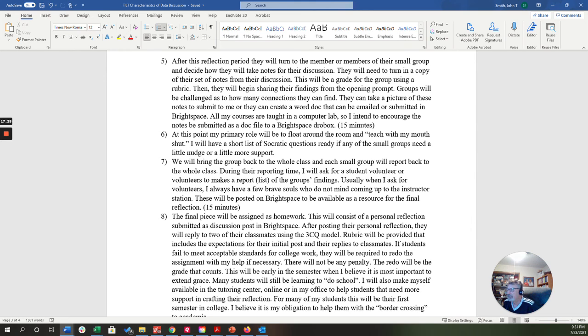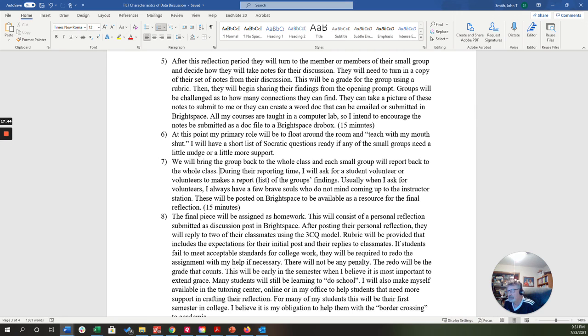The rubric will be provided that includes the expectations for their initial post and their replies to the classmates. If students fail to meet the acceptable standards for college work, they will be required to redo the assignment with my help if necessary. There will not be any penalty. Again, this is only the second week of college for many of them, and they haven't learned how to do college. I'll say that over and over. The redo will be the grade that counts.